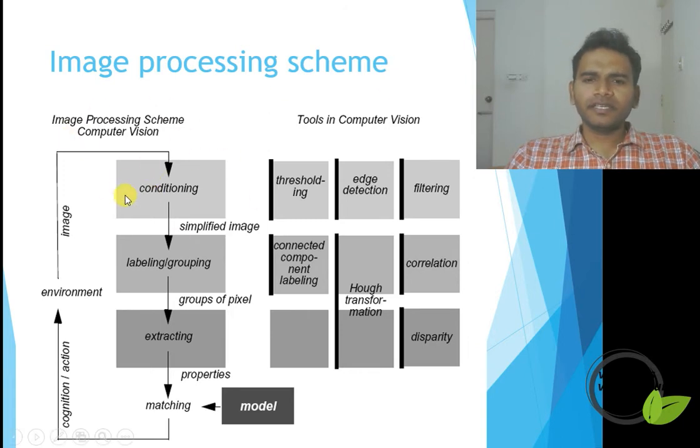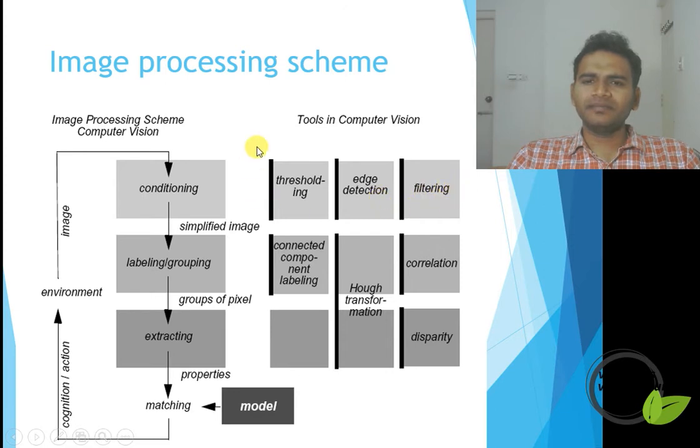After this stage, the simplified image is transferred to a labeling or grouping stage. That means a group of pixels are grouped together in order to concentrate on the area that you can work upon. In the conditioning phase, the fundamental tools used are thresholding, edge detection and filtering.